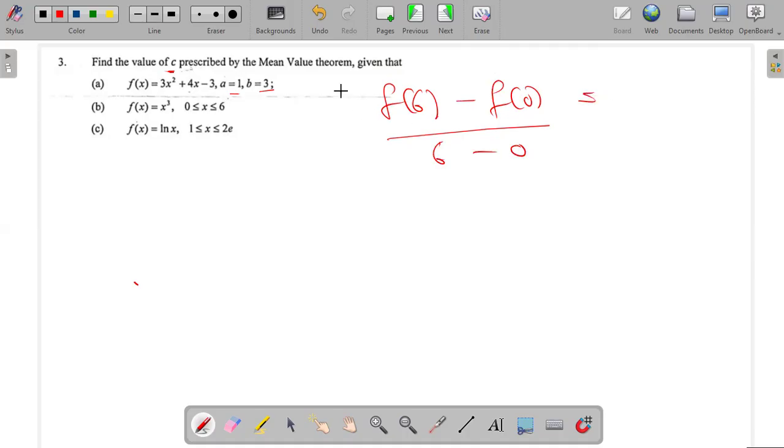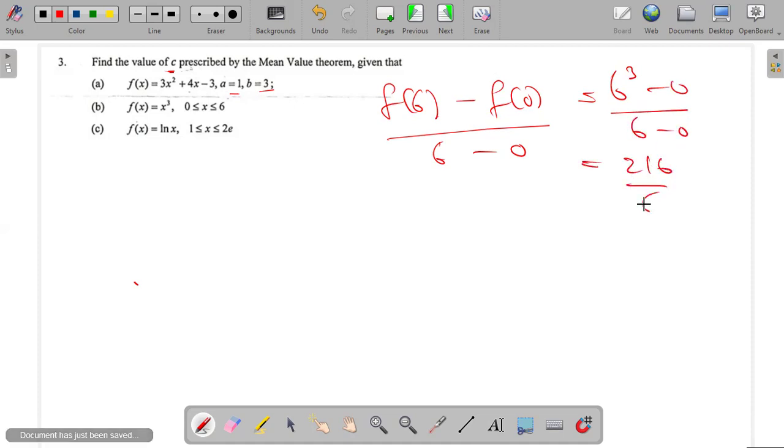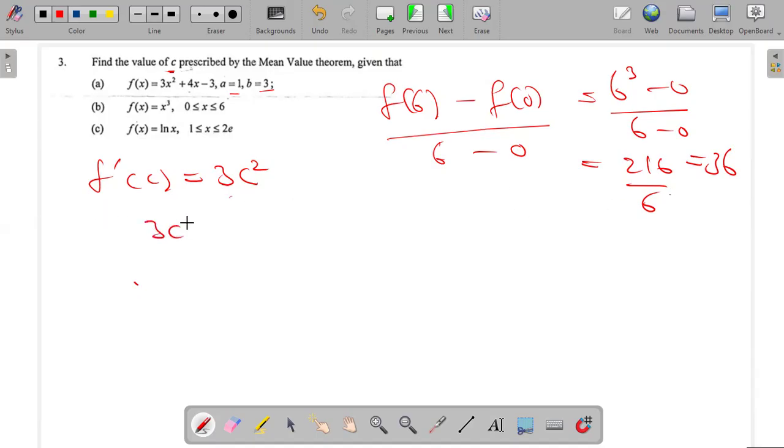So what is this here? I put 6 there. If I say 6 cubed minus 0, then over 6 minus 0, and this here just gives me 36. So that's what I get. F prime, so f prime of c, I go directly with c because I know I'll replace c there. So that gives me just 3c squared. So this is what I get. So then I equate this to that there. So I have 3c squared equal to 36 there. So what is this going to be? Divide by 3 on both sides, I get 12.